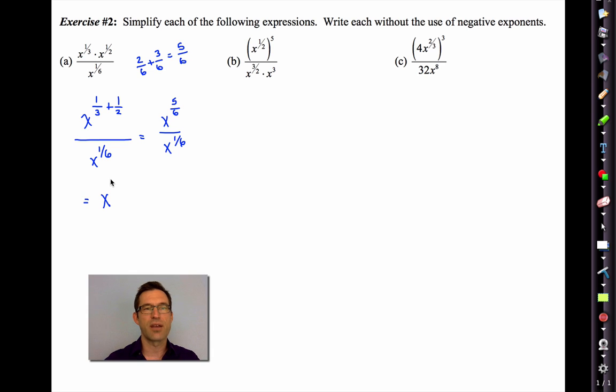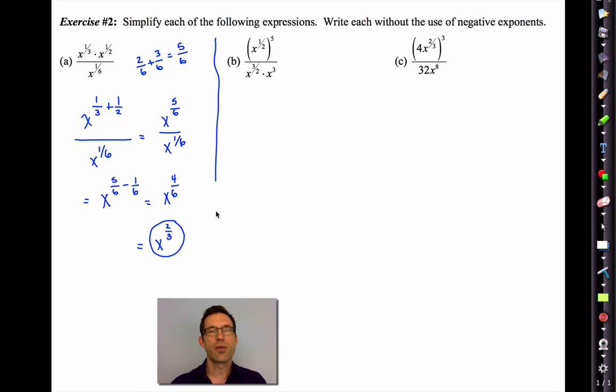We can now subtract exponents and get x to the 5/6 minus 1/6, which will be x to the 4/6, and even better yet, x to the 2/3. All right. Let's take a look at another one.